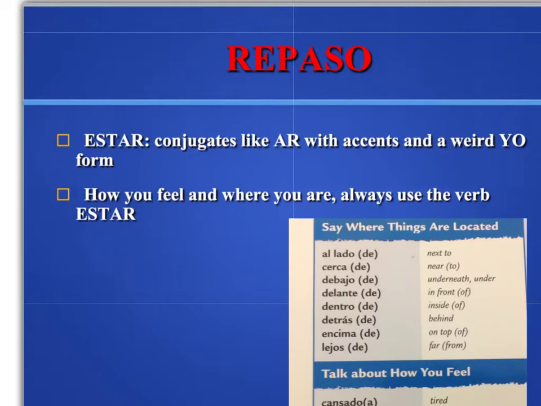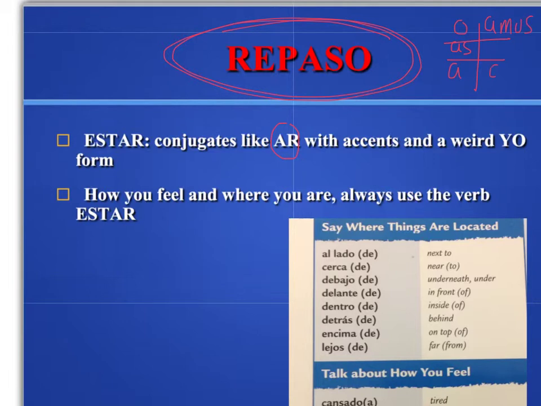So, estar, things that you need to remember. Repaso, review of the video. Estar conjugates like AR, okay? It's like the AR verbs. Okay, the AR verbs go o, as, a, amos, an. And I'm telling you that this is almost like that, except it goes oy, ás with an accent, á with an accent, amos, án with an accent. Okay? So it has a weird yo form, and it has some accents. And how you feel and where you are, always use the verb estar.